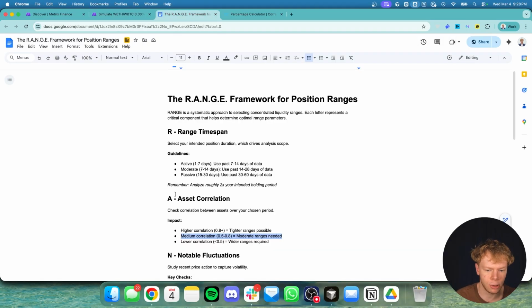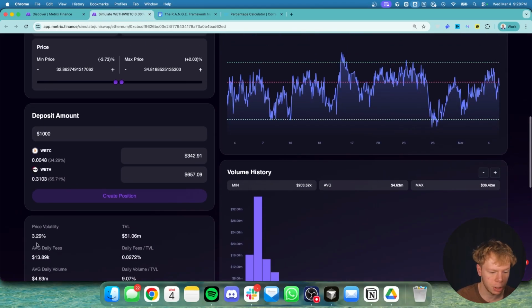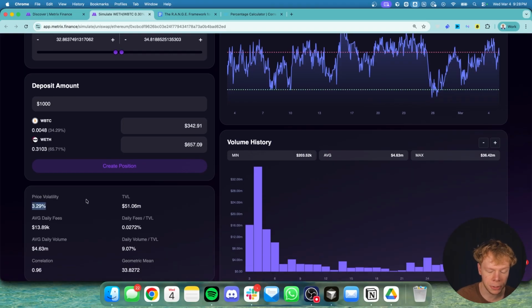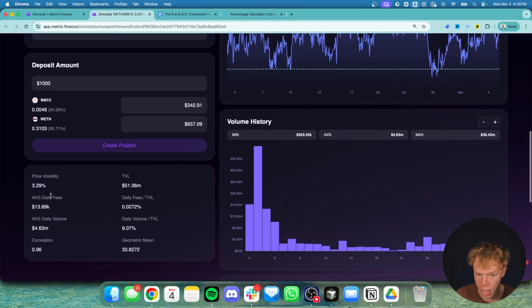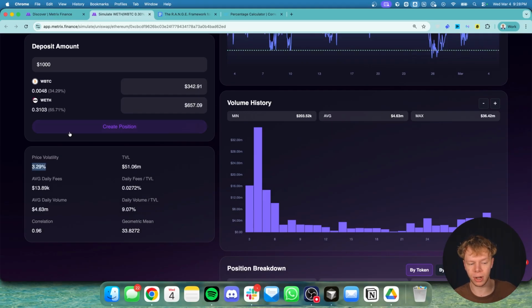We also want to take a look over at the asset correlation. In this case, this has a correlation of basically 0.96. We also want to look at the price volatility. Remember, lower volatility, tighter range, higher correlation, tighter range. Those two go hand in hand, but they do not have a direct correlation to each other. We mainly want to base decisions off of lower volatility.